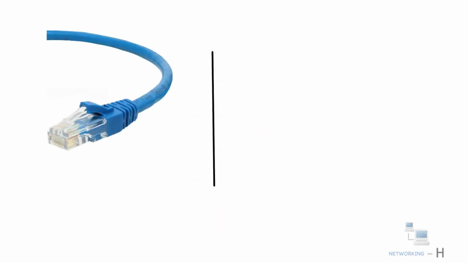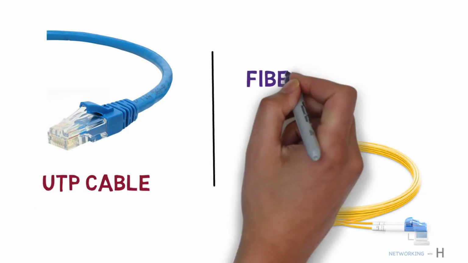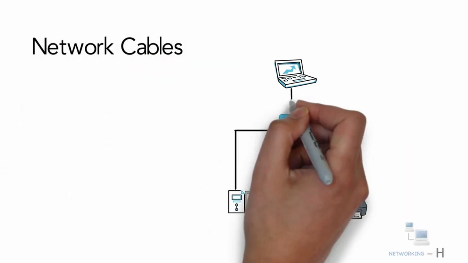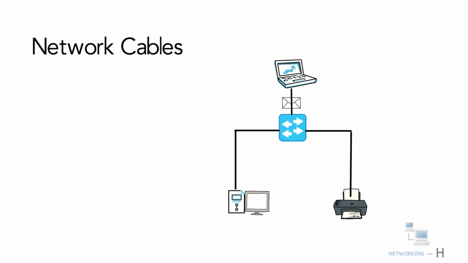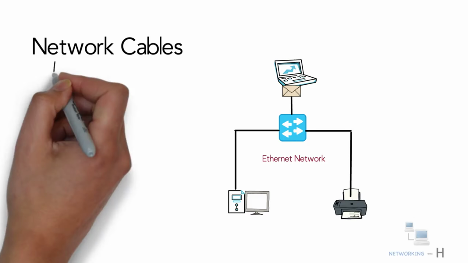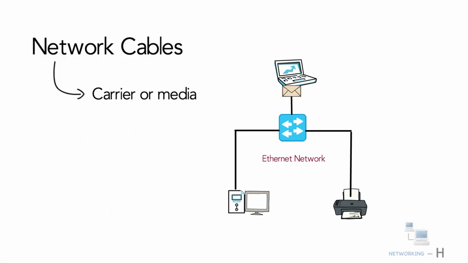Hello everyone. In this session of CCNA series, I'll discuss two commonly used network cable types, copper and fiber. Network cables are used to connect devices and transfer data or information between those devices on an Ethernet network. These cables are essentially the carrier or media through which data flows.